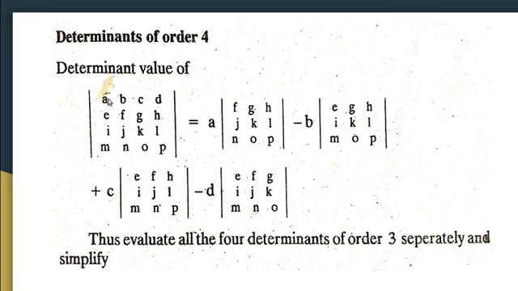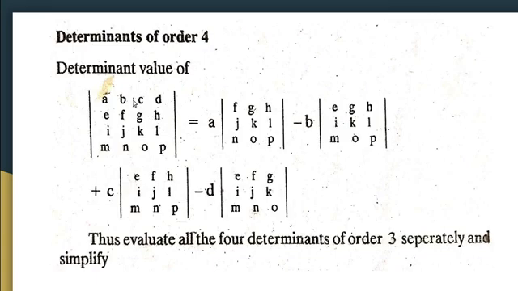So first you have to take the first element, first row, first element, then strike off the row and column in which it exists, then find out the determinant of the remaining values. That is the first determinant. Then put a negative sign for the second element, then strike off the row and column in which that exists and find out the determinant of the remaining values.